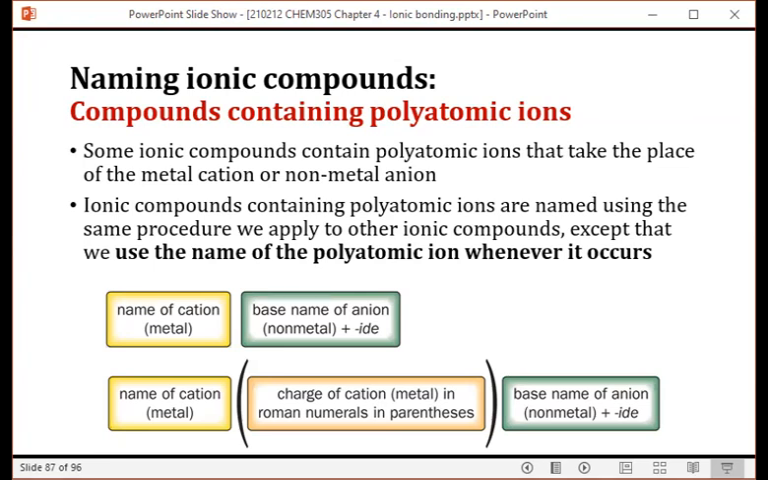And you don't have to change the name of the polyatomic ion. You don't add any Roman numerals to it and you don't add an IDE ending. It just stays whatever the polyatomic ion name is. That's how you put it in the name of the compound. We do that for polyatomic ions because polyatomic ions always have the same charge. So we don't have to change the name or add Roman numerals for a polyatomic because its charge is always the same.